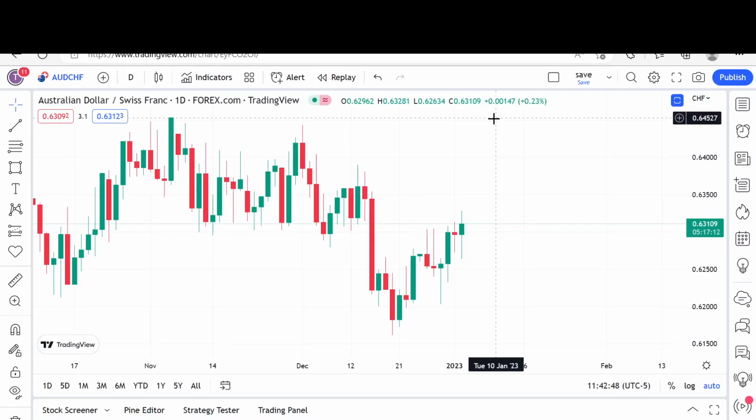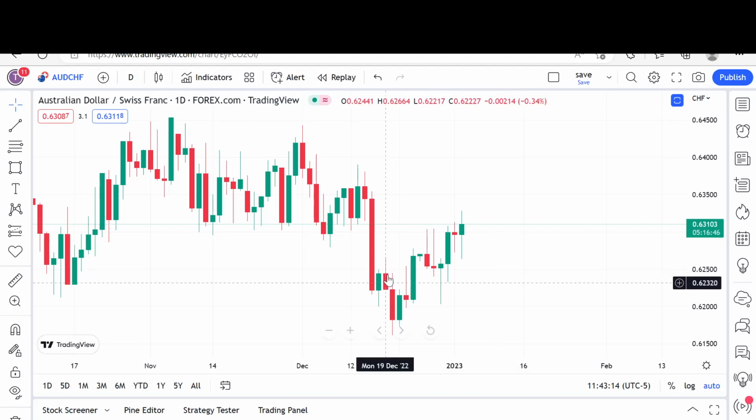All right, so AudChf. We're going to start on the daily chart here. The specific strategy that I'm using for this, because I do have a few different ways of trading the market, was piggybacking the daily momentum, I guess you could say. And what do I mean by that? Well, basically, right here, see this?